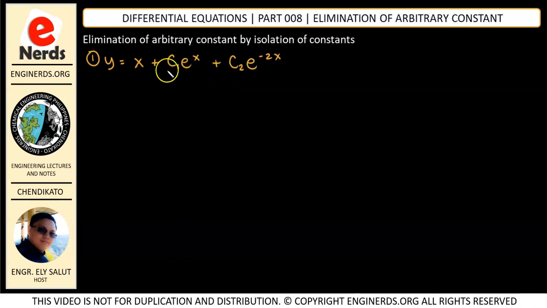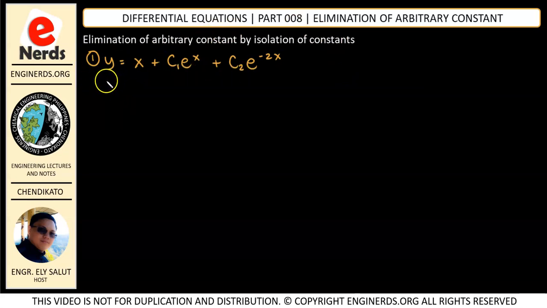So, as you can see dito sa term natin, meron tayong e to the x at dito naman sa term natin dito, meron tayong e to the negative 2x. So, I will try to remove the arbitrary constant C2 first. So, in order to do that, I need to isolate this. And I can do that by multiplying this term by e to the 2x. Okay? But in order to do that, that means I need to multiply all of this left and right side of our equation by e to the 2x.